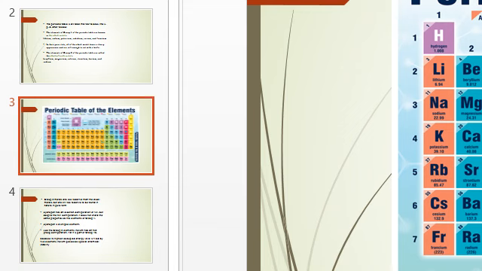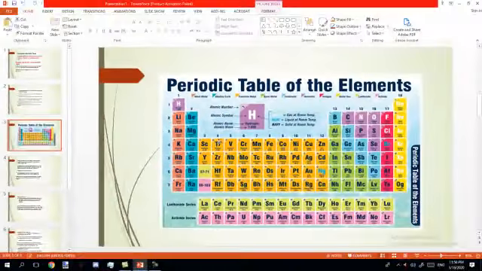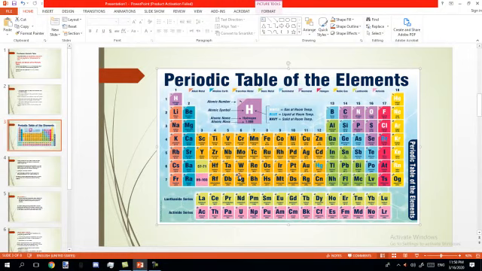As you can see in the modern periodic table, there are how many groups? Let's count together. How many groups? Groups means vertical groups from up to down, means columns. That's 1, 2, 3, 4, 5, 6, 7, 8, 9, 10, 11, 12, 13, 14, 15, 16, 17, and 18. We have 18 columns or 18 groups in the modern periodic table.